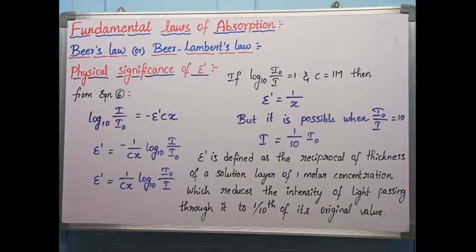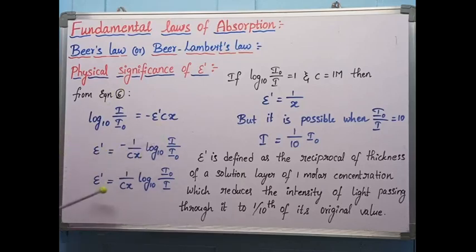Let us see the physical significance of epsilon dash, that is nothing but the importance of the molar extinction coefficient. Okay, so I'm taking equation 6 now. From equation 6, log 10 I by I naught is equal to minus epsilon dash Cx. So from this I'm getting the epsilon dash value. So epsilon dash is equal to minus 1 by Cx log 10 I by I naught.